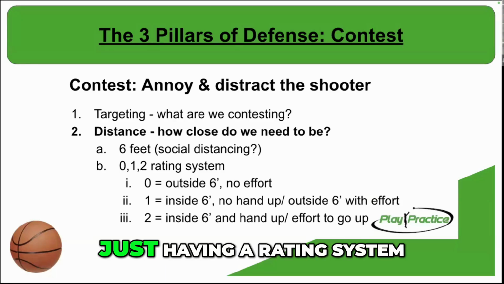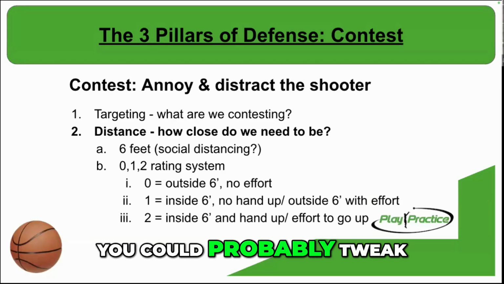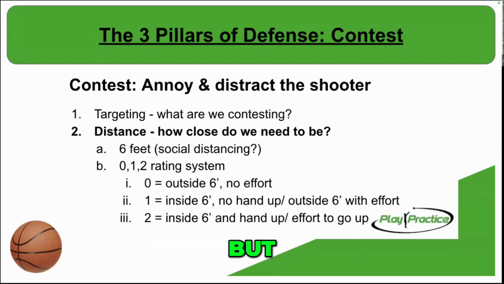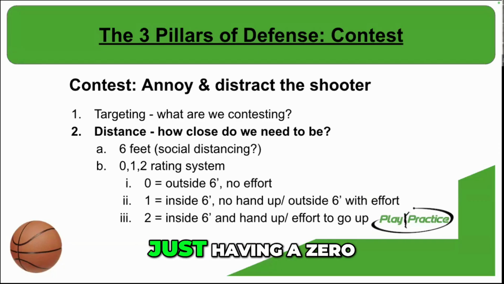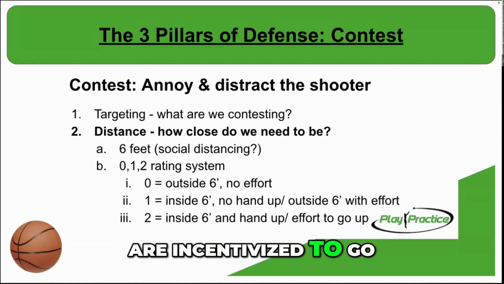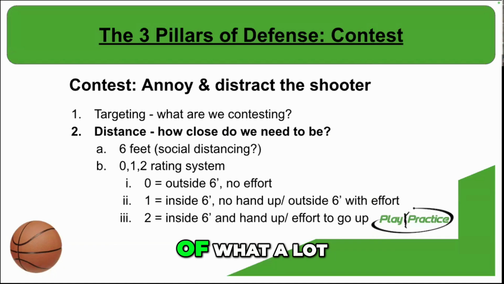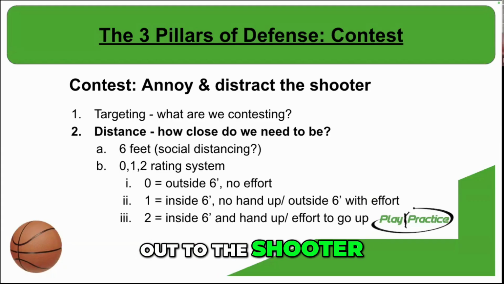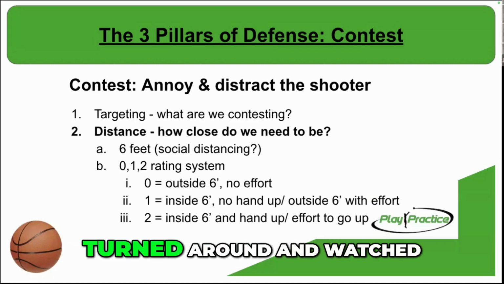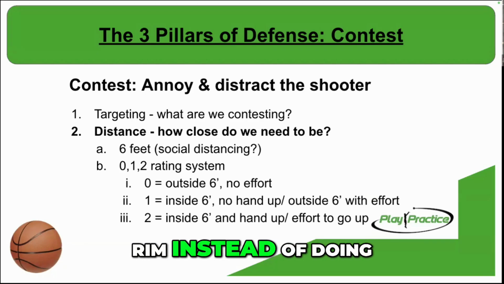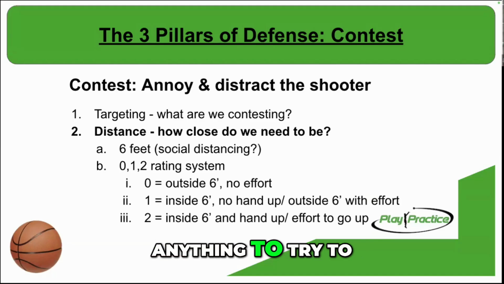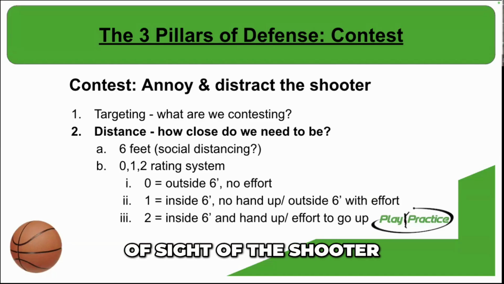So just having a rating system, you could probably tweak this and even come up with your own. But this is another one I took from my mentor Ron Ecker. Just having a 0, 1, or 2 means they are incentivized to go give that effort, instead of what a lot of players I see do: they're on their way out to the shooter, but the shot goes up and they knew they couldn't block it, so they gave up, turned around, and watched the shot hit the rim instead of doing anything to try to get in the line of sight of the shooter.